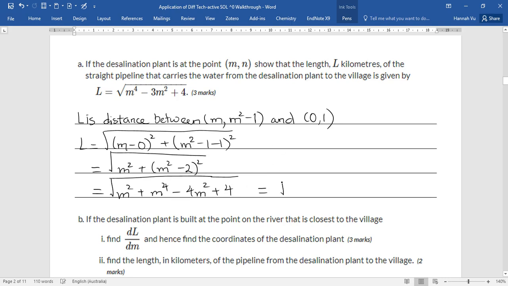And if you just simplify, you would have that equal to m to the power 4 minus 3m squared plus 4. And this is exactly what you need. So I think we've shown that.